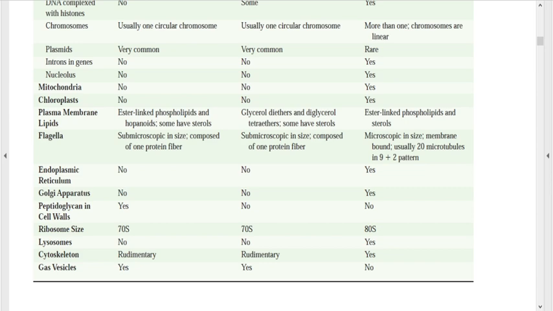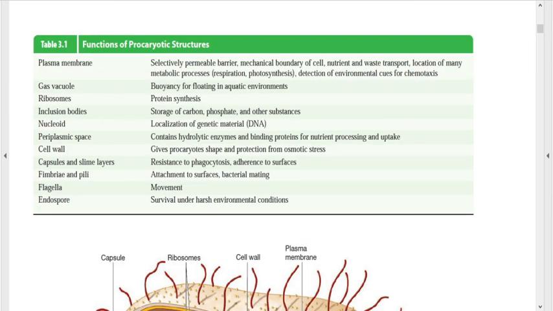Okay. So now we'll be studying the prokaryotic cell structures. First is the plasma membrane, which is a selectively permeable membrane. At the same time, it acts as a mechanical boundary, and it is responsible for nutrient transport and waste transport. In the plasma membrane, many metabolic processes take place, like respiration and photosynthesis.